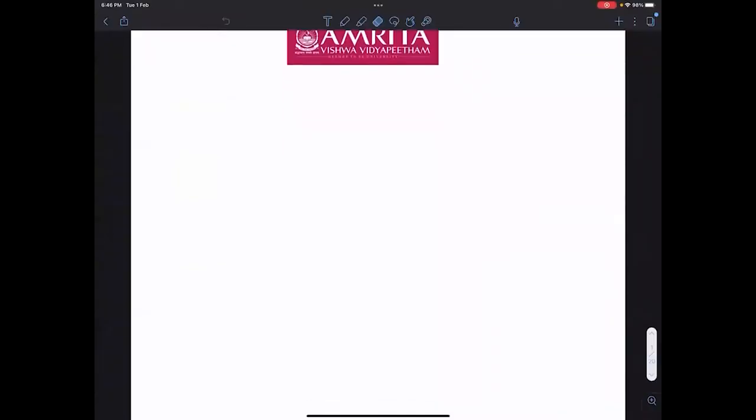Today we are going to discuss two topics. One is areas in integration, that is the areas chapter, and the other one is differential equations.